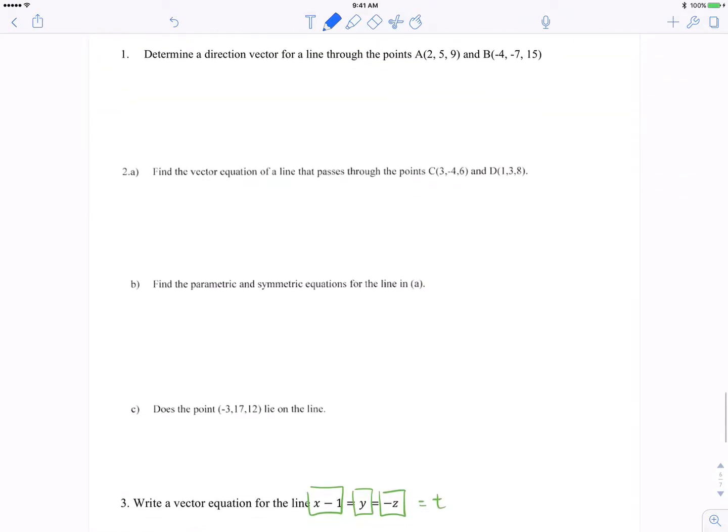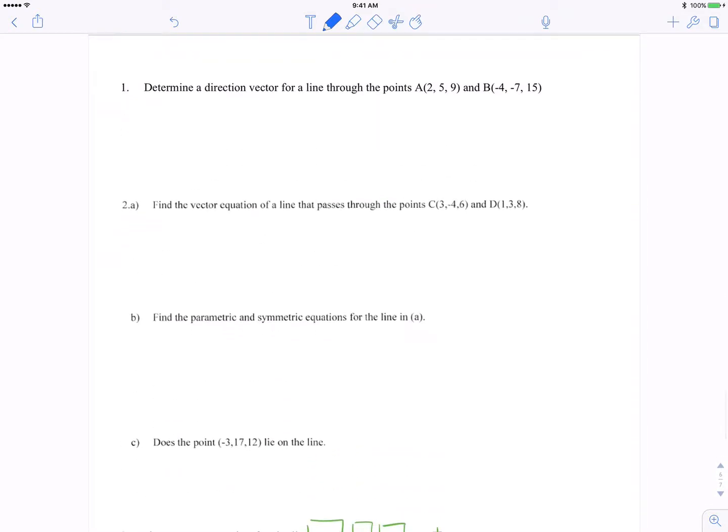Here's the 2 examples that we're going to look at. Determine a direction vector passing through the point, blah, blah, blah. AB. So first find my vector AB. Remember, it's B subtract A. -4 minus 2, -6, -12, and 6. So I have my vector AB, and remember I pick a point.